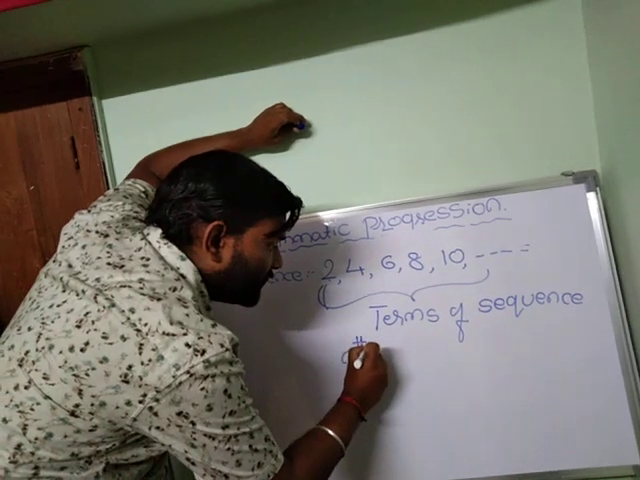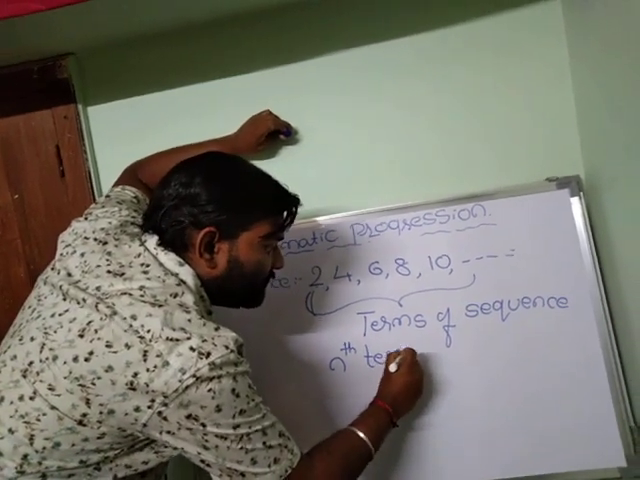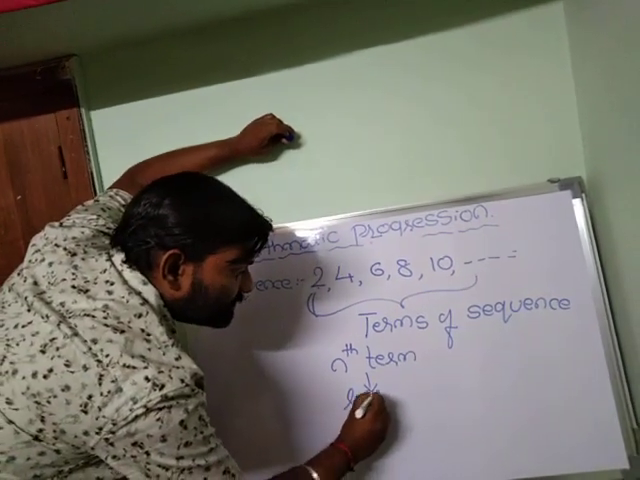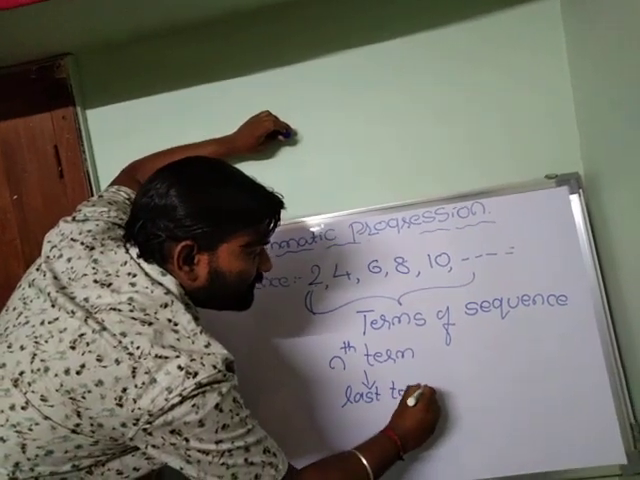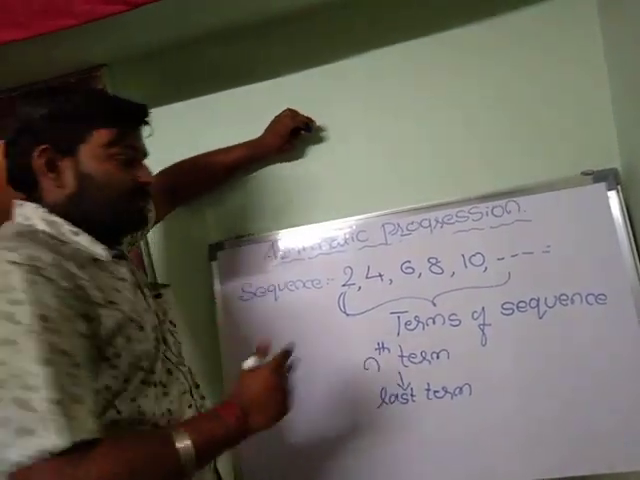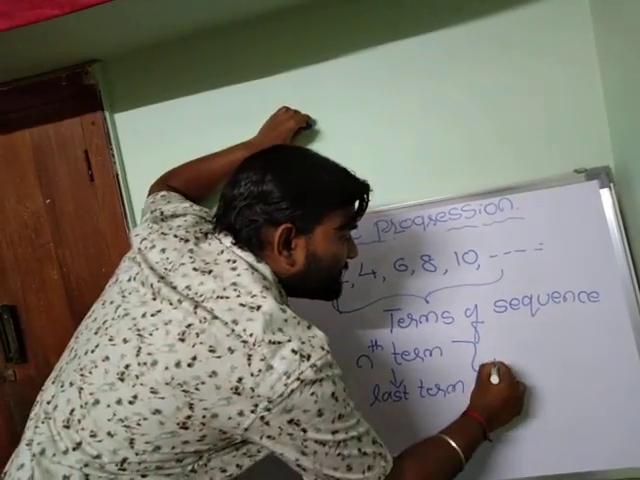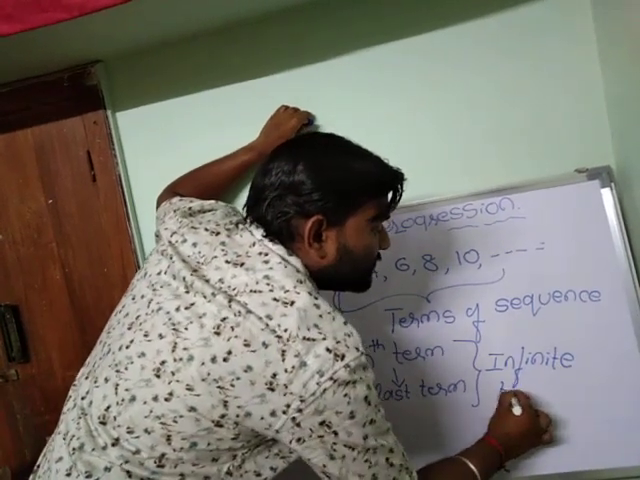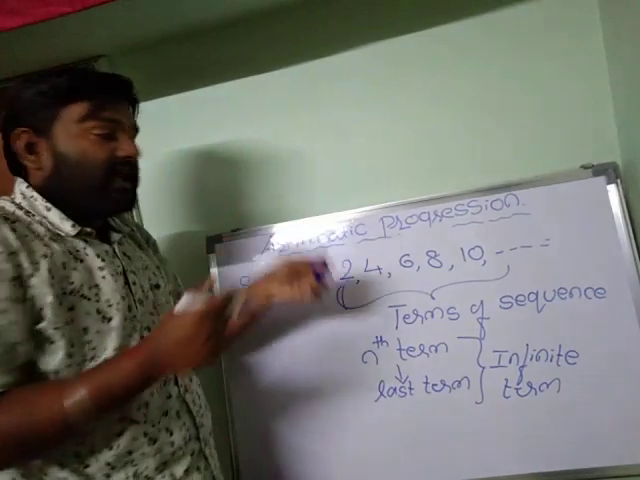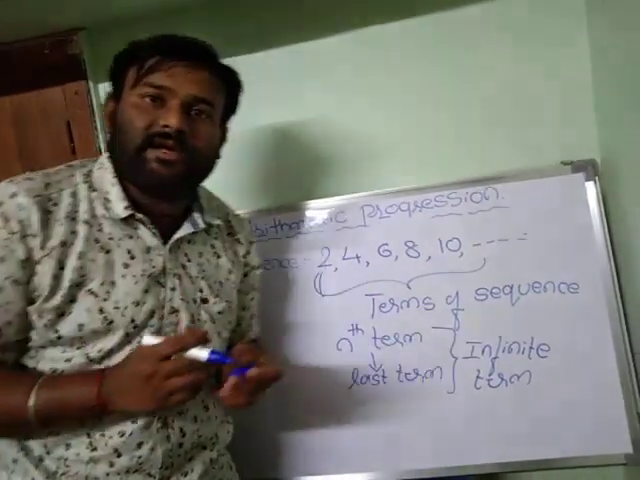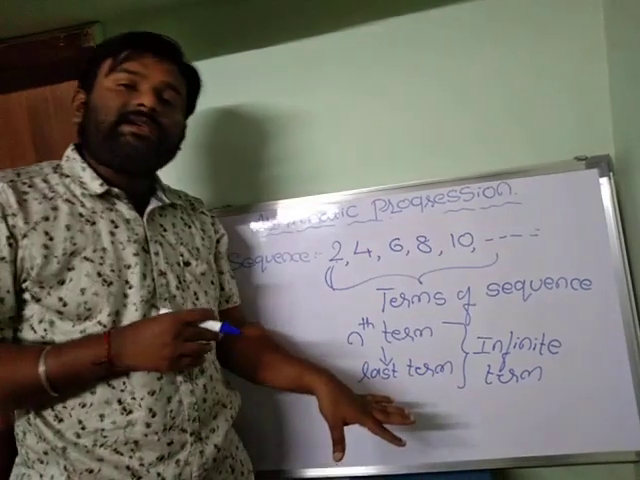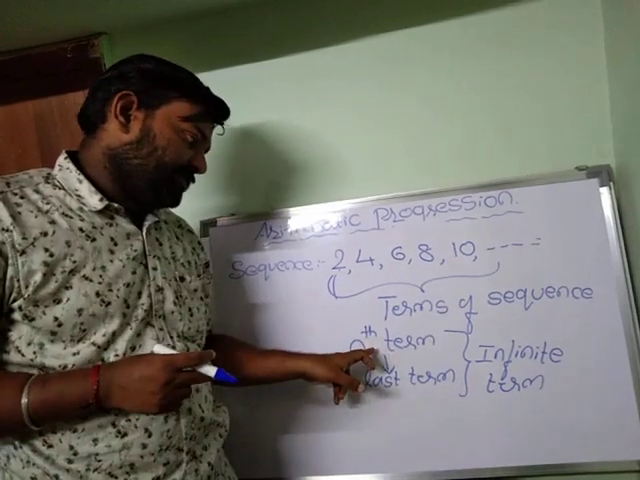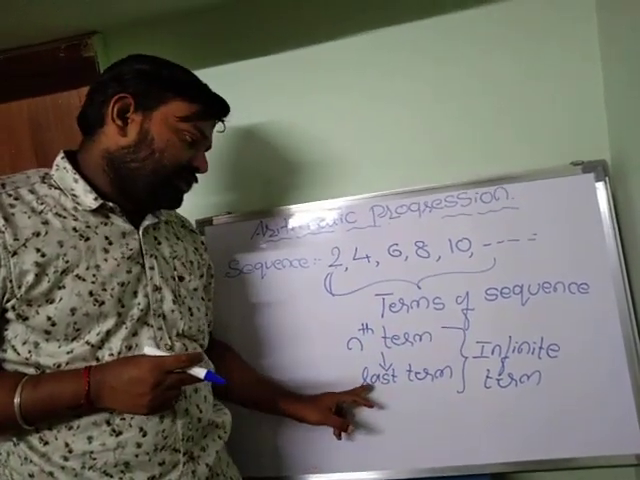See here, I am writing this word: nth term. What is the nth term? The nth term can be understood as the last term. That means together I can call this an infinite term. I don't know which is the last term of this particular sequence. That's why I write that term, and I call it the nth term, or the last term.